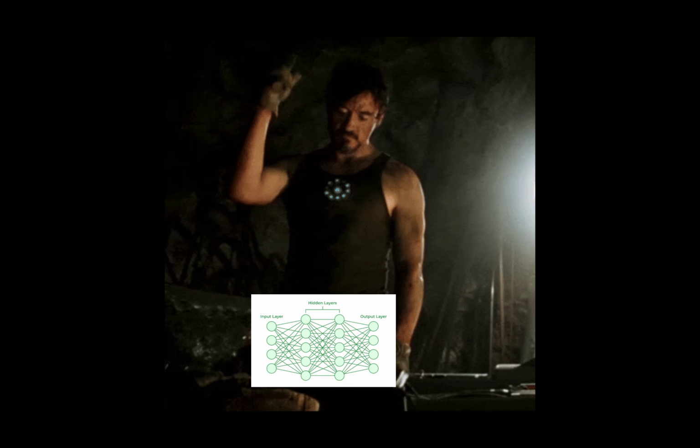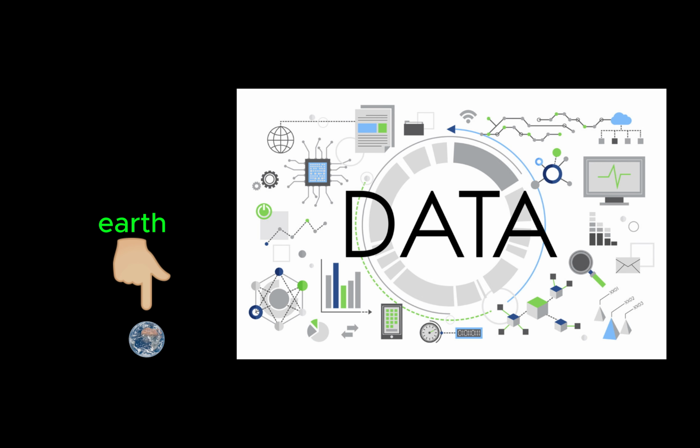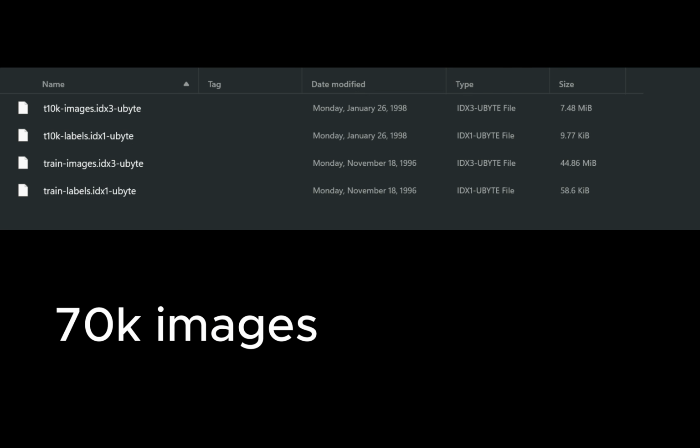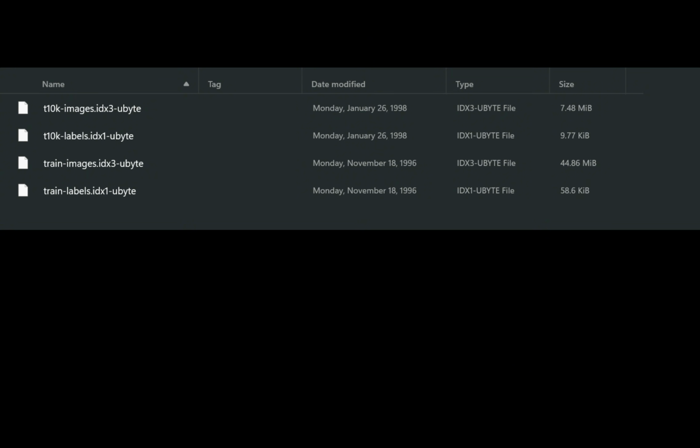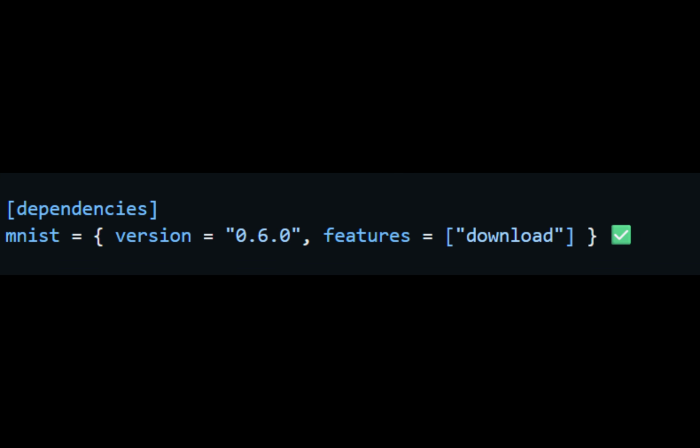To start building any kind of neural network, we need data. In this case, we need huge amounts of data of handwritten digits. First, we need to download these four files, which gives us 70,000 images with another 70,000 labels to work with. As I'm using Rust, I have to import this library to use these files.